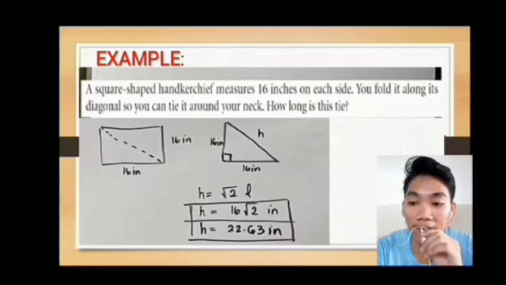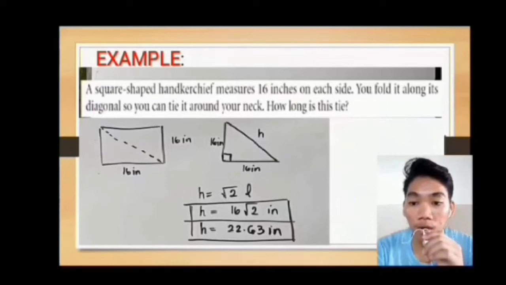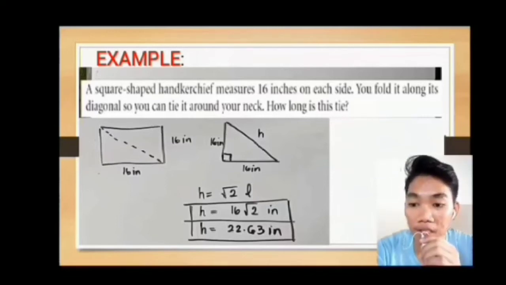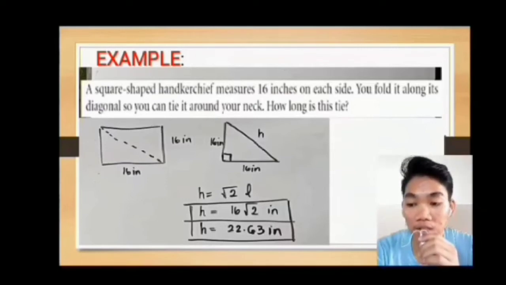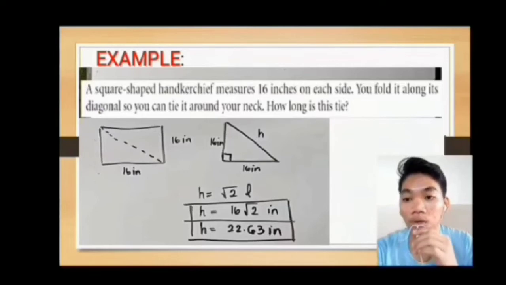So, given na yung leg natin, which is 16. So, ang formula ng hypotenuse natin is h is equal to square root of 2 times the length, which is 16. So, h is equal to 16 square root of 2 inches. Pero kung decimal naman yung hinahanap is 22.63 inches. So, itatype lang natin siya sa calculator ng 16 square root of 2, then lalabas na yung inches. So, ganun lang siya kadali guys.